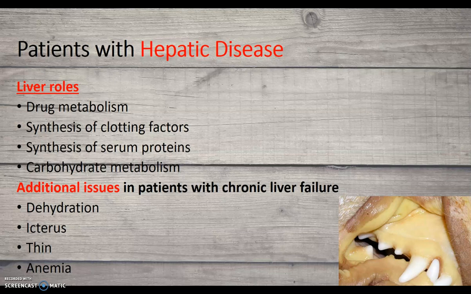So patients with hepatic disease, don't forget the liver has a lot to do with drug metabolism, clotting factors, serum proteins, carbohydrate metabolism. This can also secondarily cause problems in dehydration, icterus. They'll be thin, anemic.